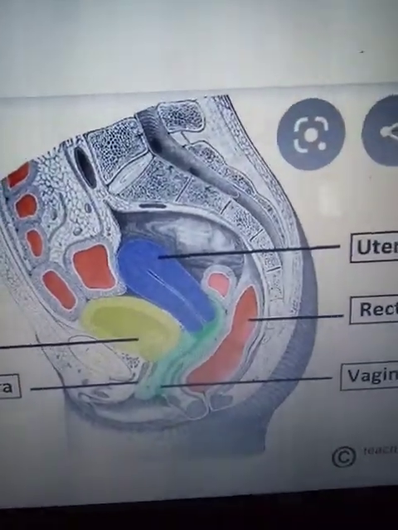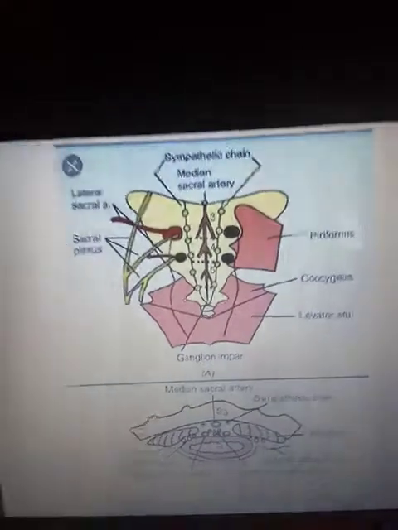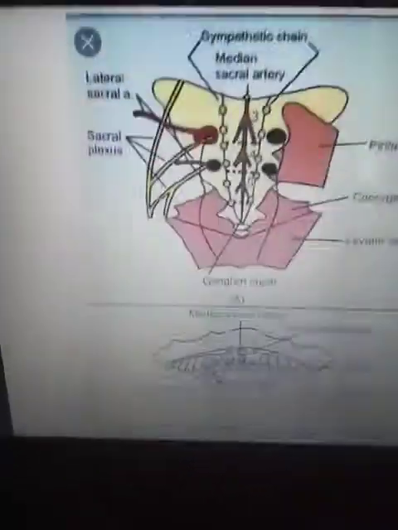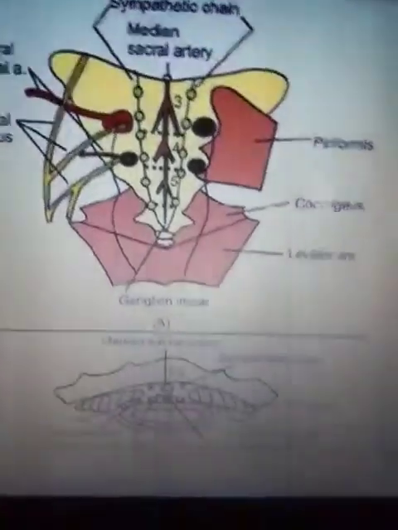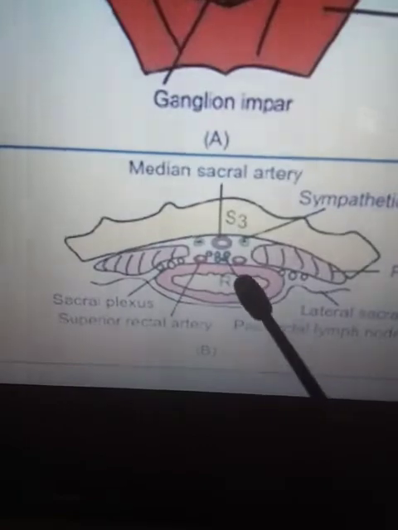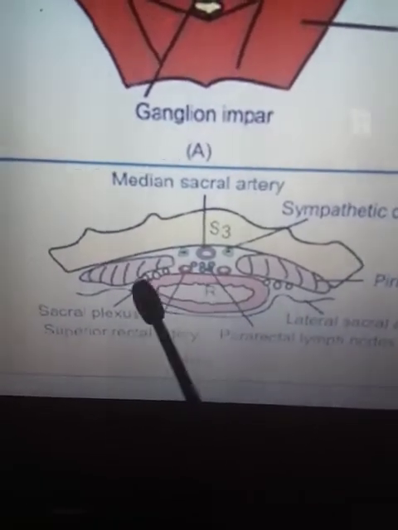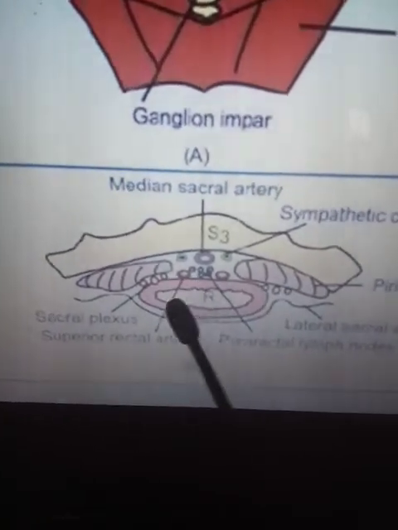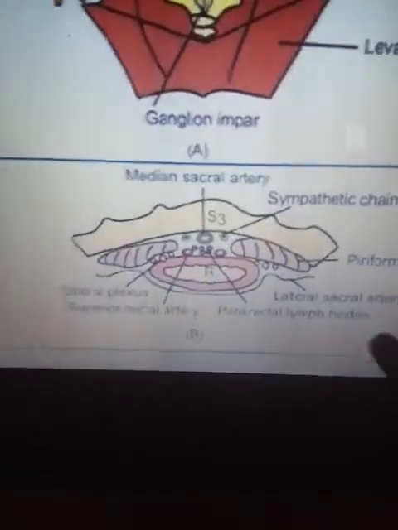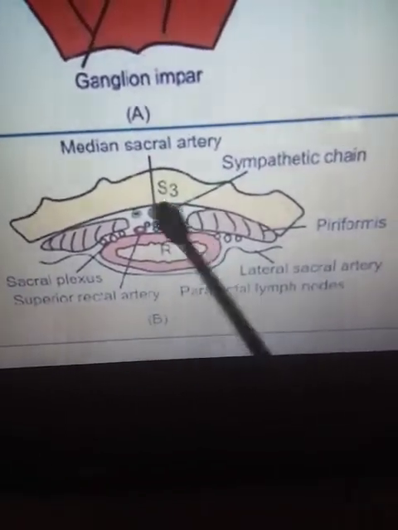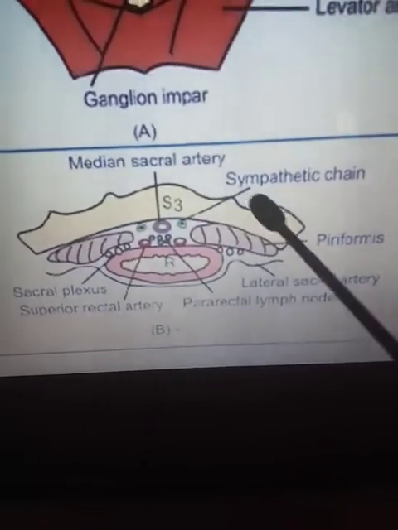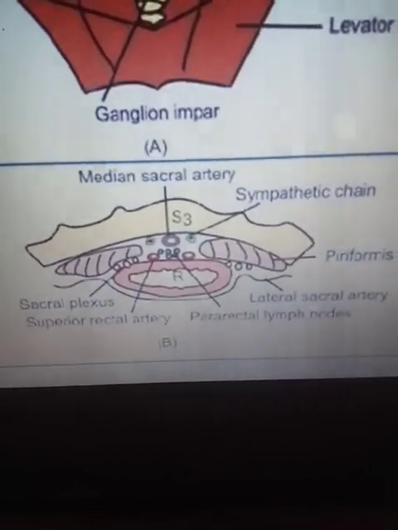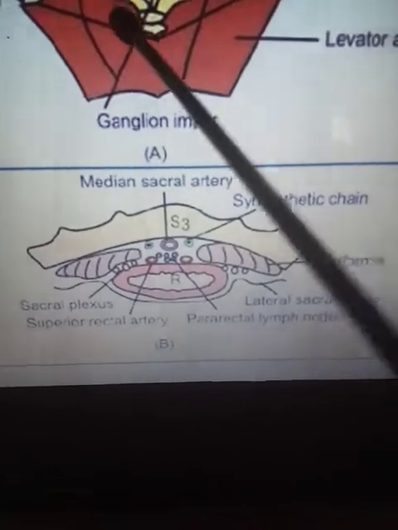Then for the posterior relations, this is the diagram which will depict the posterior relations of the rectum. See this section properly. This is the transverse section, this is the rectum, this is the lumen of the rectum. Posteriorly, first of all you will be having the sacrum, and the coccyx. Here also you can see the sacrum and the coccyx behind.